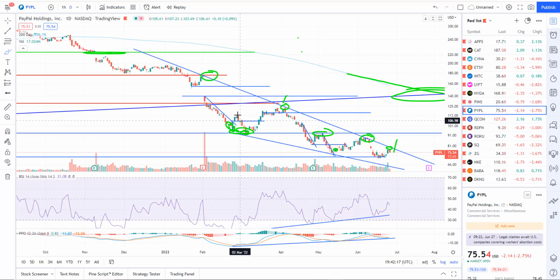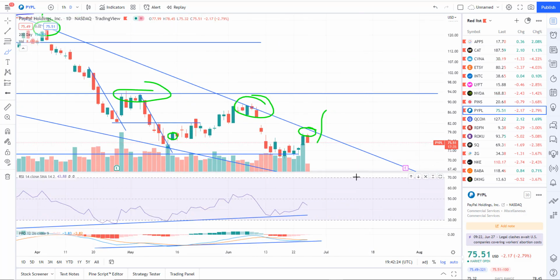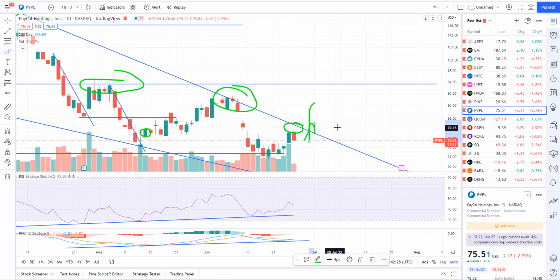Another setup, PayPal. Bullish falling wedge pattern on the daily chart. Bullish divergence on the momentum indicators. Waiting for that breakout. All right, we don't have a buy signal yet, but maybe we get it here pretty soon.